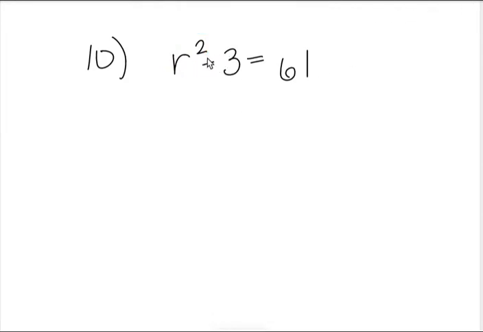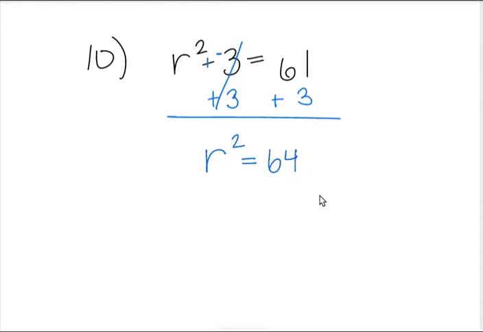So I'm going to remind myself that I'm trying to get r squared by itself. So I'm going to add 3 to both sides. Because adding 3 to my minus 3 here, that becomes 0. Remember, if I add the opposite, I have a negative 3 plus positive 3 equals 0, right? So I get r squared equals 64.